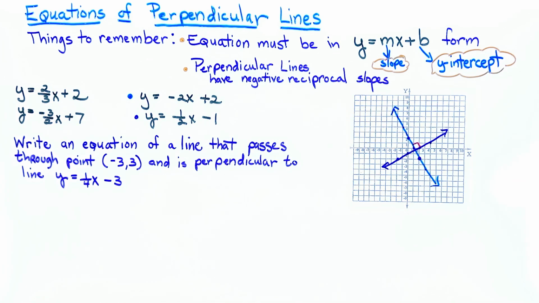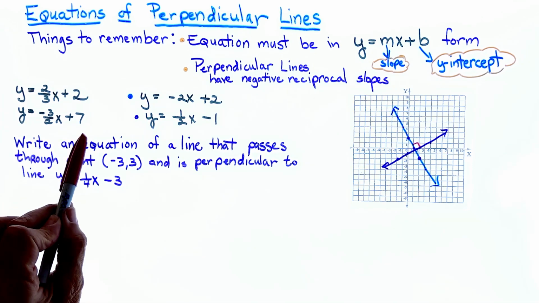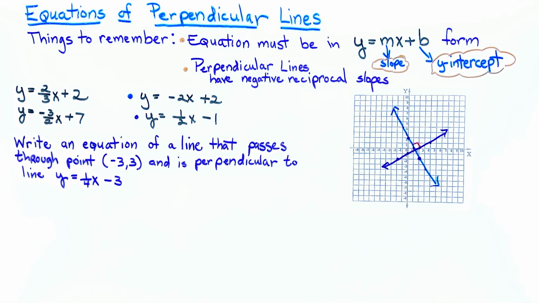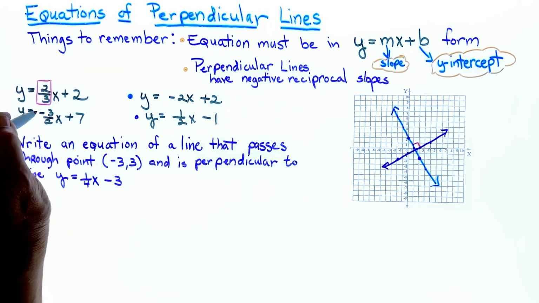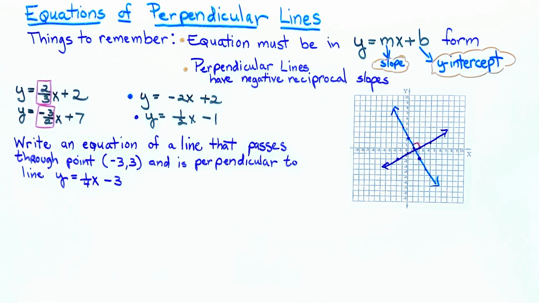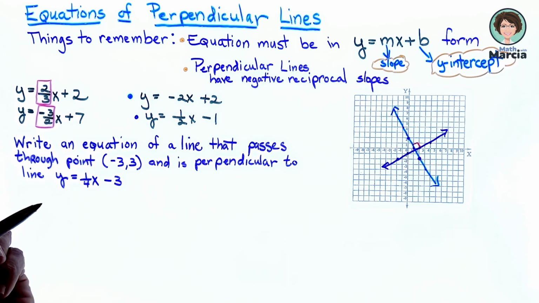So let's look at two examples so that we can see what negative reciprocal slopes look like. With these two equations, notice I have y equals 2/3 x plus 2 and y equals negative 2/3 x plus 7. I am looking at the slopes here, and notice they are reciprocals of each other. And when we say negative reciprocals, we are saying they're actually opposites. So here we have a positive slope, and here we have a negative slope. Let's look at the other example.